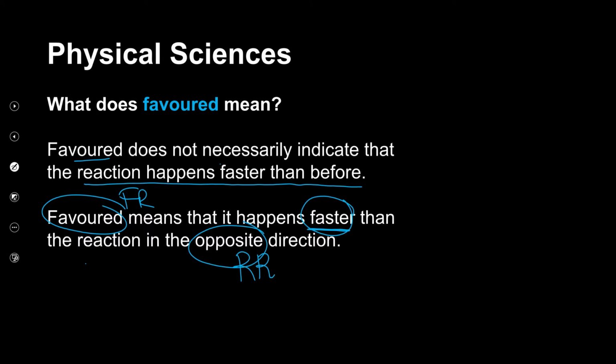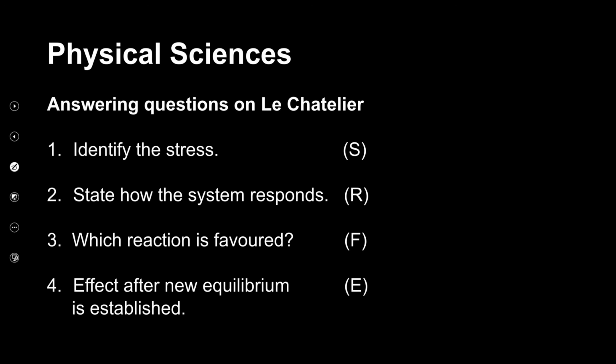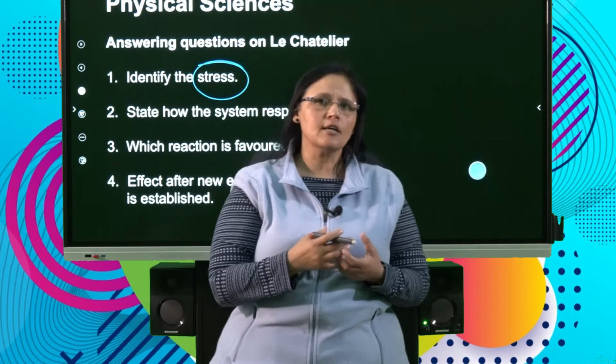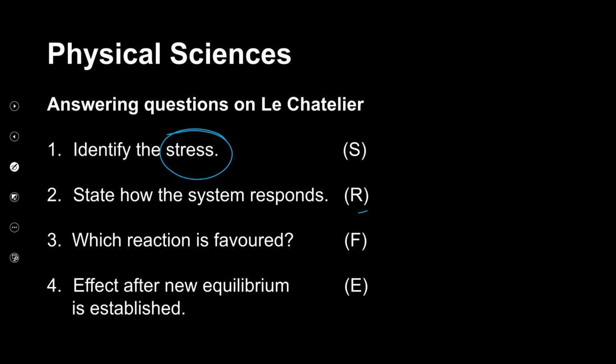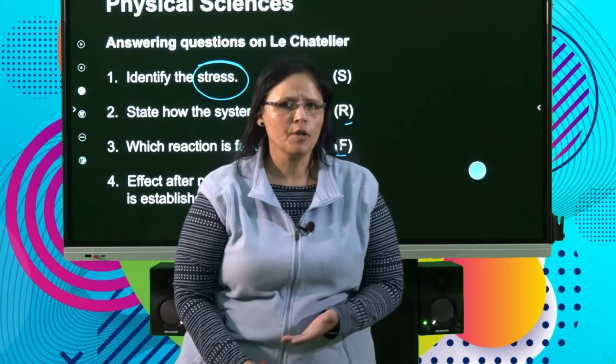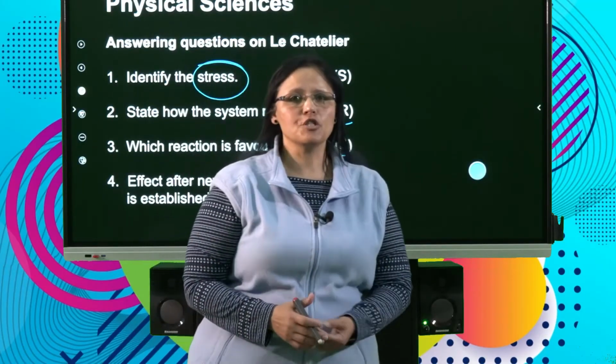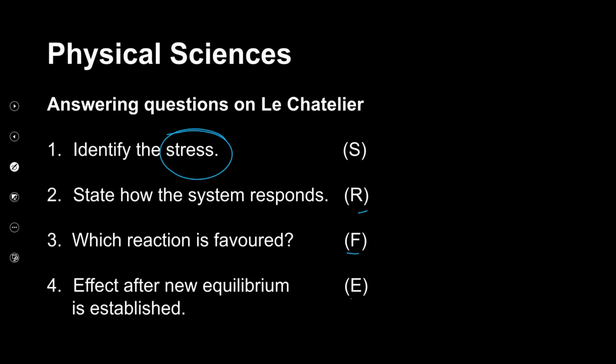Right. And just to go on again, answering questions on Le Chatelier, the first thing, as I said, is to identify the stress. When we know the stress, then we look at the response from Le Chatelier, which we call the R. Then which reaction is favored, we will use an F to remind us, and then the effect after the new equilibrium is established is our E. So when we answer questions on Le Chatelier or equilibrium, we will use the SRFE method: S-R-F-E.